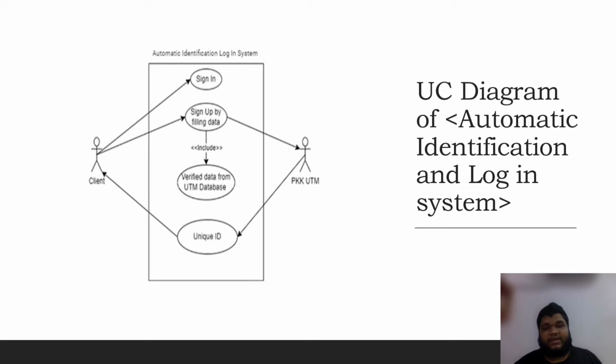This is my use case diagram for the automatic identification system. For this use case, I have included sign in and sign up. Other than sign in and sign up, there is verification from the UTM database. And after verification, the counseling center will provide a unique ID to the client that will help the client to sign into the system. And I have shown how it will work in the prototype demo of my card.